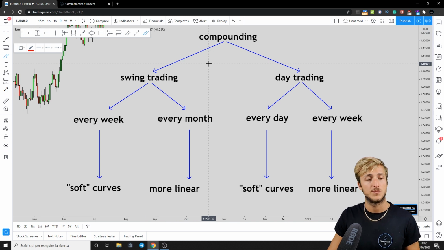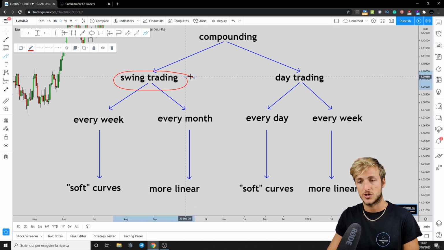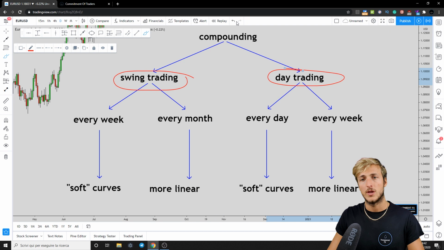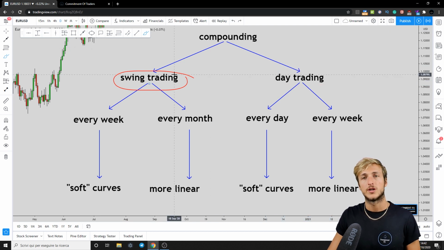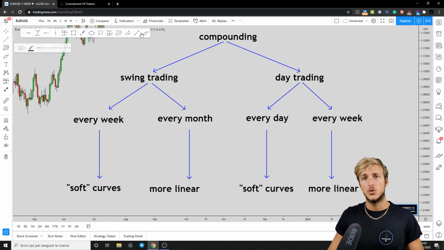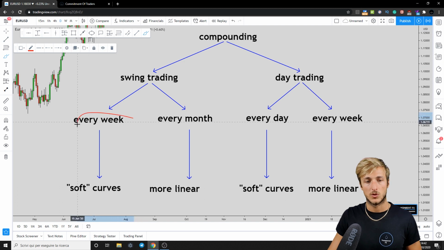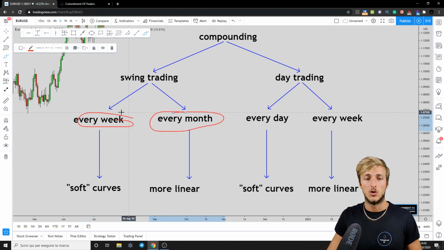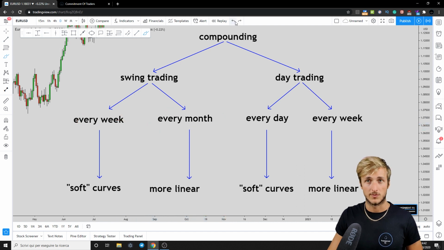Now, immediately we have to make a distinction. We have to distinguish between being a swing trader and a day trader. If you are a swing trader, which are the different options when it comes to compounding your account? In my opinion, there are two main options that you have when you are a swing trader. You either compound weekly or you compound every month. I don't suggest that you go lower than every week, okay?